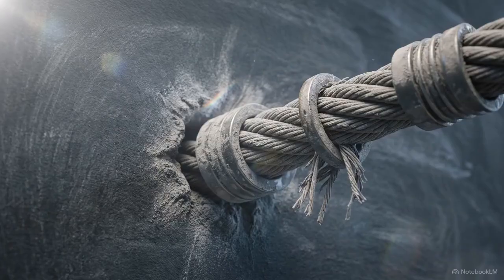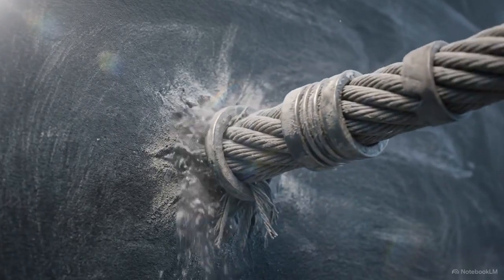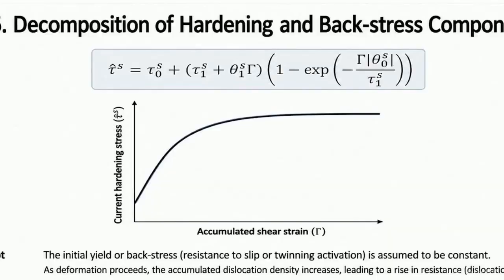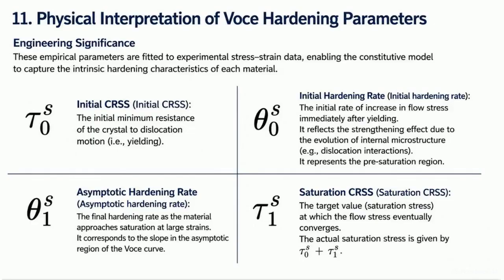We now move from the pure geometry of kinematics to thermodynamics, the physical resistance against that movement. This chart plots the Voce hardening law. It illustrates how flow stress increases rapidly at first, then approaches saturation as accumulating dislocation densities multiply and generate internal friction. The initial trajectory is shaped by two parameters: the initial critical resolved shear stress defining the yield point, and the initial hardening rate immediately following it. As strains elevate, the asymptotic hardening rate and target saturation stress model the material approaching maximum physical resistance.